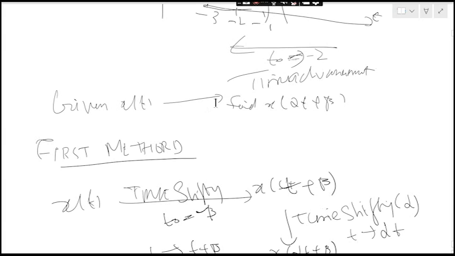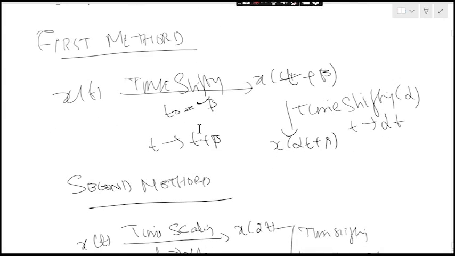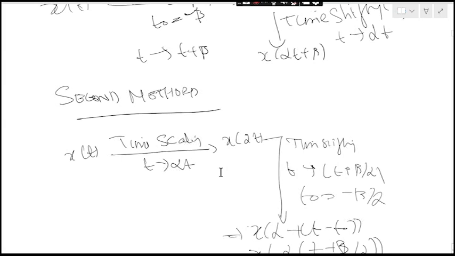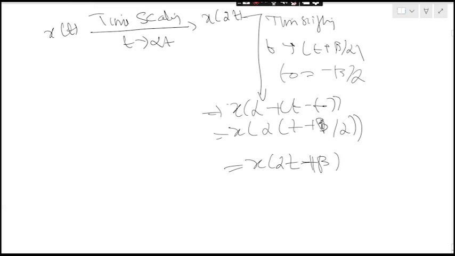So given x of t, we can find x of alpha t plus beta. The first method is time shifting, x of t plus beta, t equal to t plus beta. So time shifting, then alpha t plus beta. The second method is time scaling, where x of t is scaled, we are taking 2t. x of alpha times t plus beta by alpha. x of alpha t plus beta.